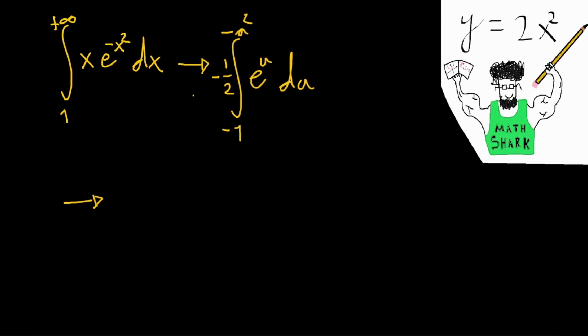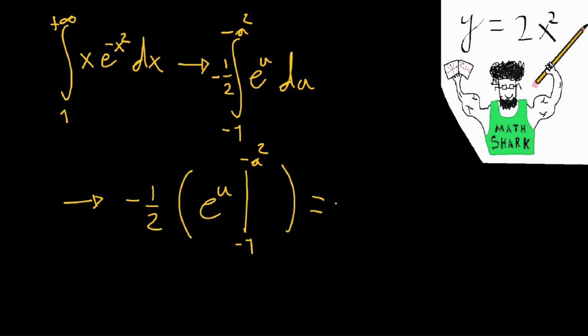So here we have our new integral, which, as you should know, the integral of e to the u is just e to the u. We still have our minus a half here, so this integral becomes e to the u to the boundaries of minus a squared and minus 1, which is equal to minus a half brackets e to the minus a squared minus e to the minus 1.